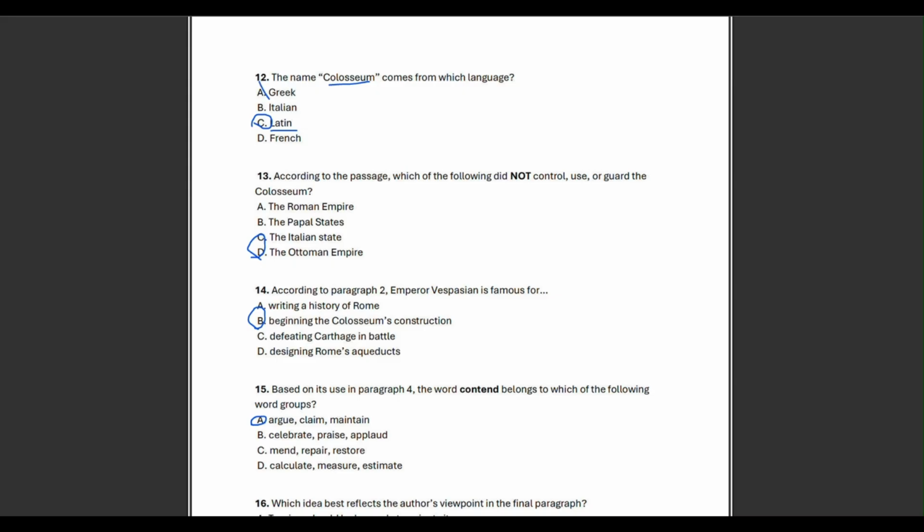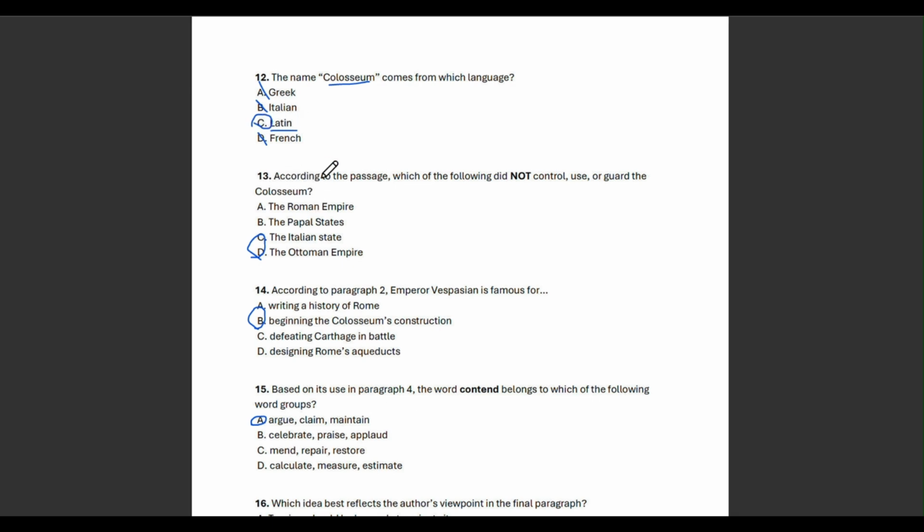The other languages, Greek, Italian, and French, are languages linked to the history and regions around Rome, but the passage directly names Latin as the source for the name Colosseum. So the answer to question 12 is letter C.